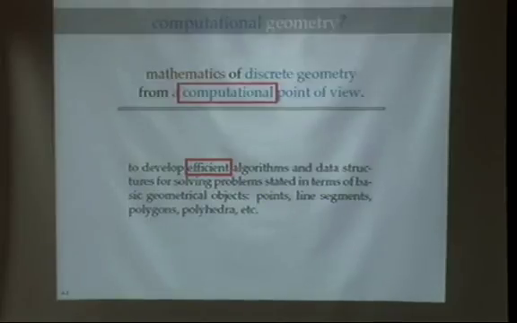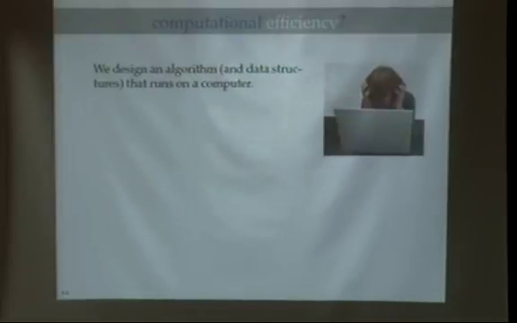In the computer science point of view, computational means that you use a computer to solve the problem. So you design an algorithm, and maybe data structures too, that runs on a computer. And that algorithm is supposed to solve the problem itself.